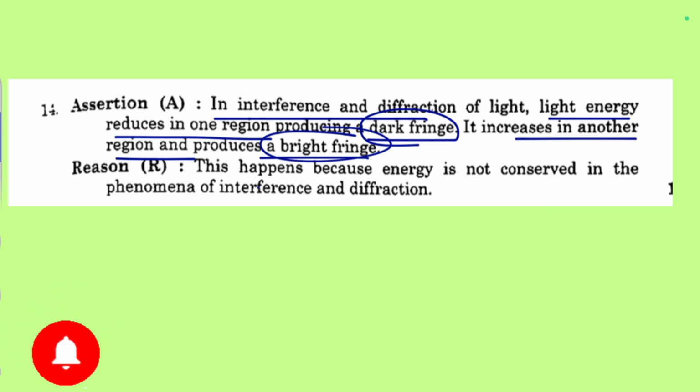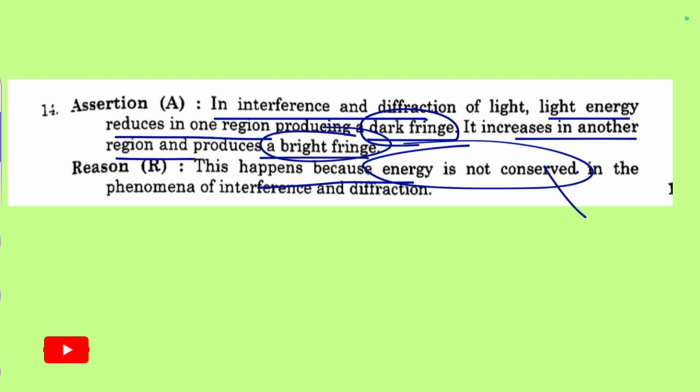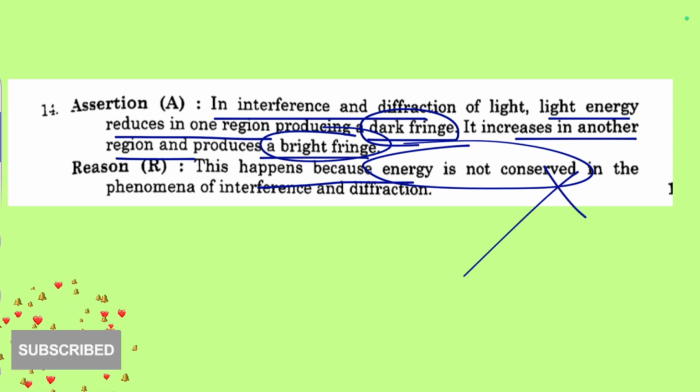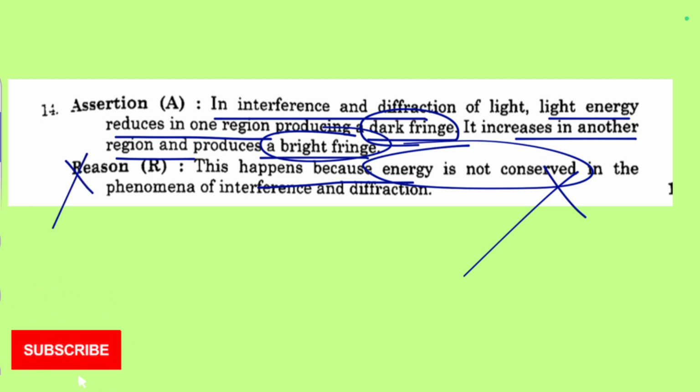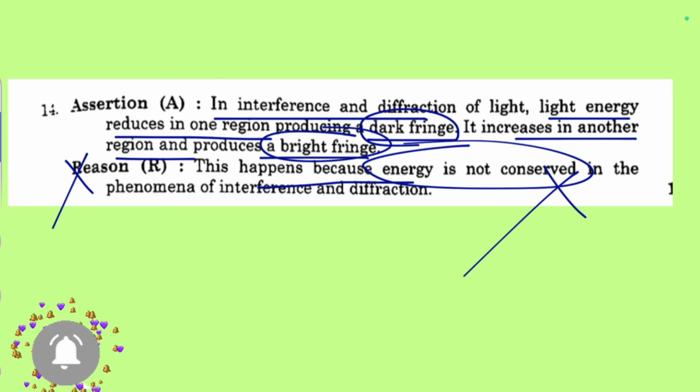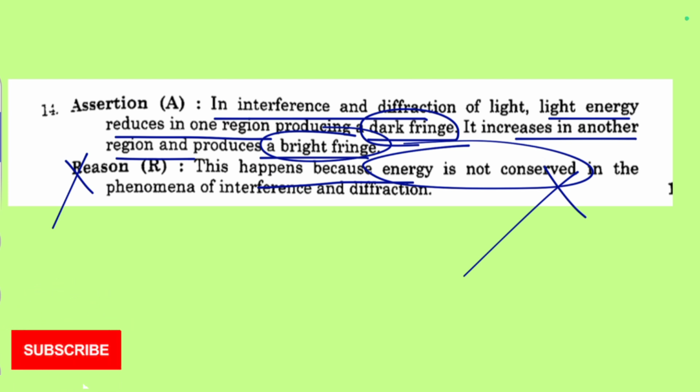The reason says this happens because energy is not conserved. So from the given wording itself we can say that the reason is not correct. Why? Because it says it is happening because energy is not conserved in the phenomenon of interference and diffraction. Is it correct? No, energy is conserved, but the energy is distributed differently. In the dark fringe or at the minima it is less, at the maxima it is more. So obviously total light energy remains the same. So the reason should not be correct here.